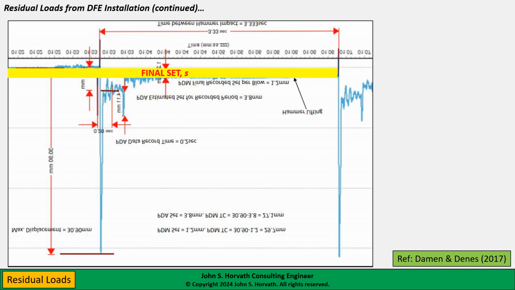And as I said earlier in this presentation, when it comes to unit drag load, it doesn't matter whether the ground goes down relative to the DFE or the DFE goes up relative to the ground, or there's some combination of the two. The net outcome is the same. You get drag load.